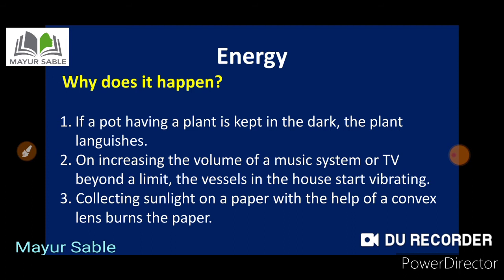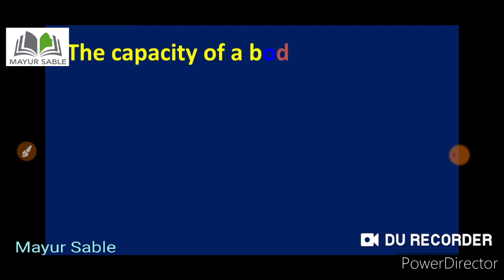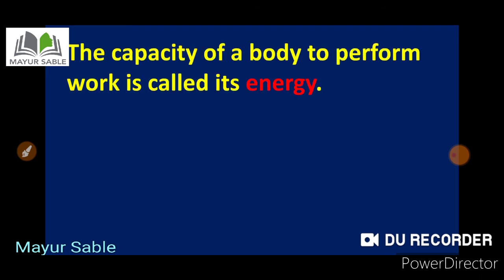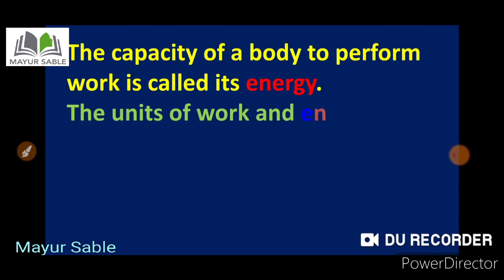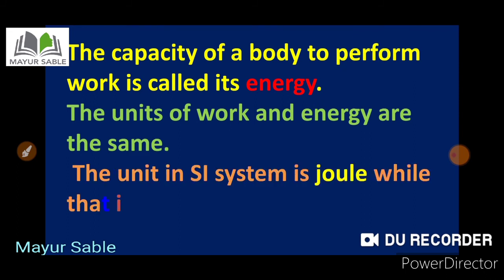So on the basis of those answers, now we are going to see the definition of energy. The capacity of a body to perform work is called its energy. I am going to repeat. The capacity of a body to perform work is called its energy. Remember, the unit of work and energy are the same. In the SI system, the unit of energy is joule, while in the CGS system, it is the erg.